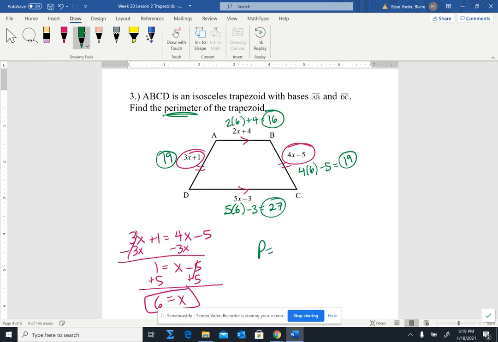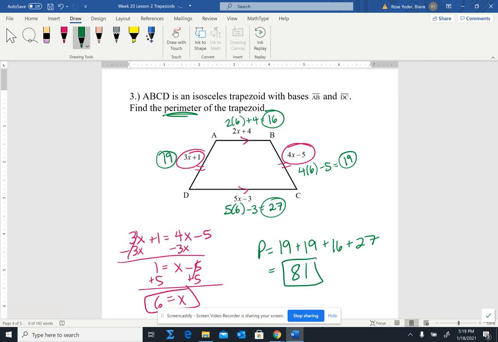So for the perimeter, I'm going to get a 19 and a 19 for the two legs, and then a 16 and a 27 for the two bases. So let me take out my calculator and see what you get. 19, 19, 16, 27 for a total of 81.